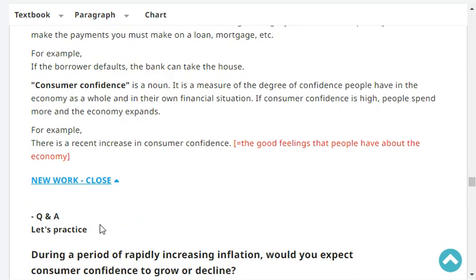Consumer confidence is a noun. It's a measure of the degree of confidence people have in the economy as a whole and in their own financial situation. If consumer confidence is high, people spend more and the economy expands. For example, there is a recent increase in consumer confidence, so people are buying a lot of things.